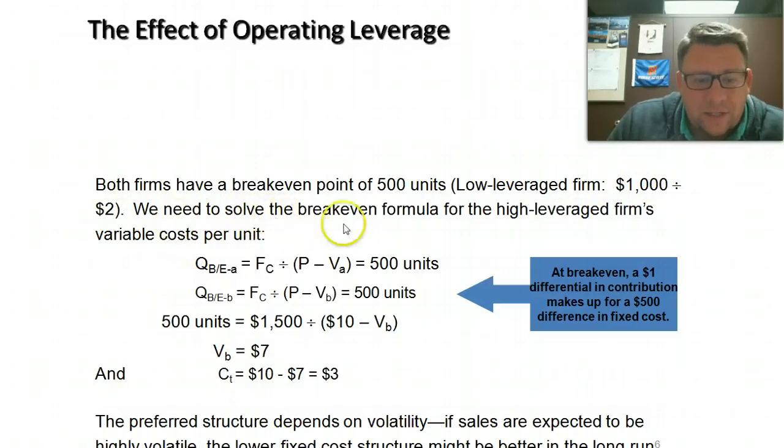So let's solve for variable costs for the high-levered firm. We know that break-even is 500 units, and 500 units equals fixed costs divided by contribution margin per unit. Well, we don't know the variable cost, so it's 10 minus variable costs. So variable cost equals 7. So a $1 difference in contribution margin, 8 versus 7, makes up the difference in the fixed costs.